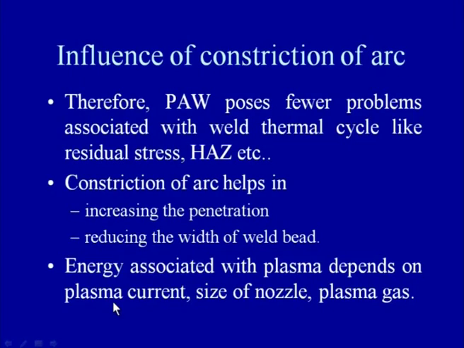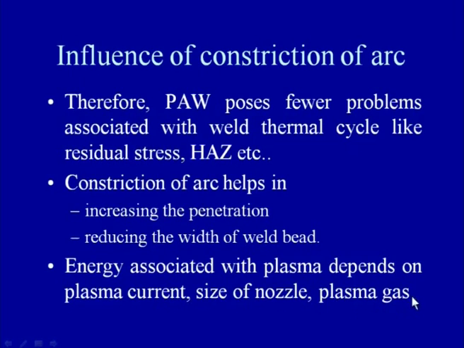So, if we go with a higher current for developing the plasma, it will result in a higher current inside the arc zone, and higher current in the arc zone will cause a higher temperature of the plasma region. So, if we increase the plasma current, it will simply increase the energy density associated with the plasma. If we increase the size of the nozzle, it will reduce the energy density associated with the plasma, because the velocity and the constriction of the arc will be reduced.